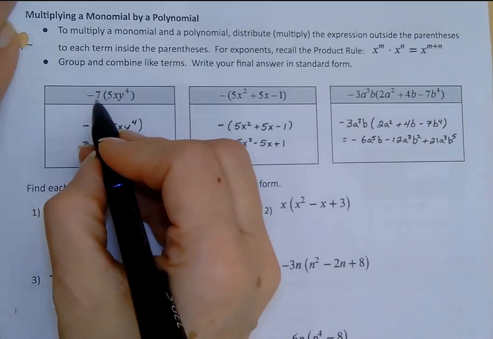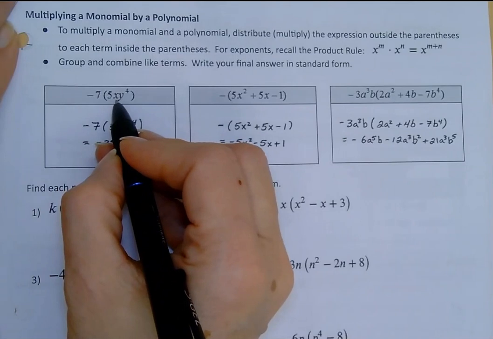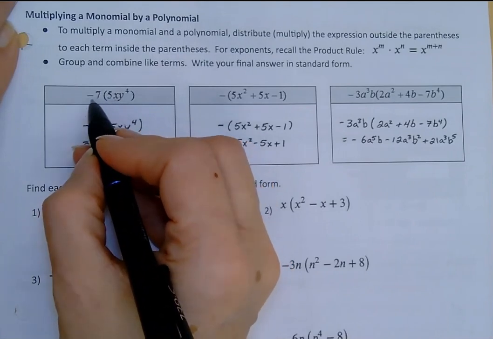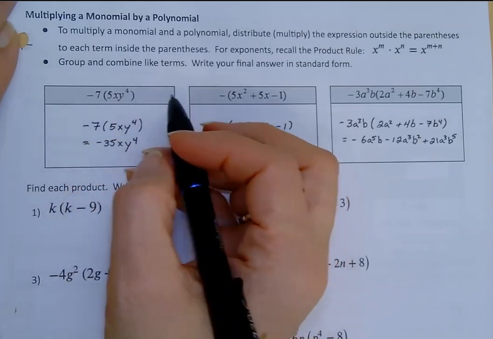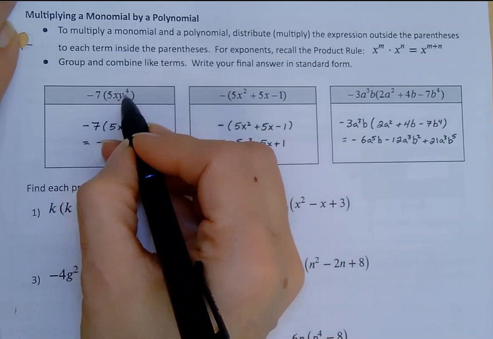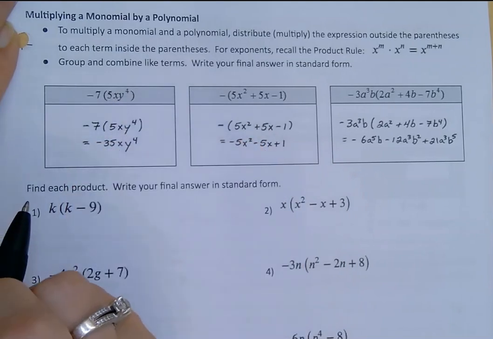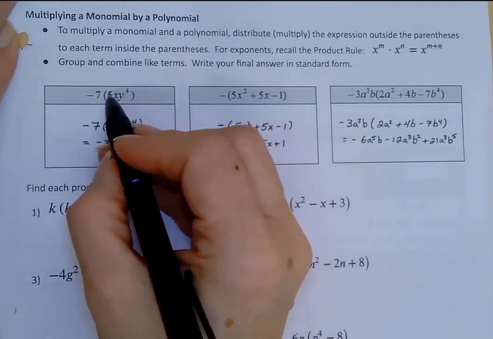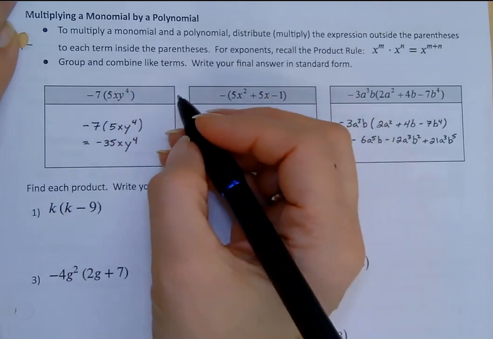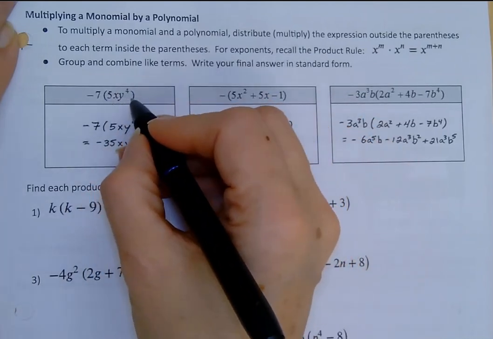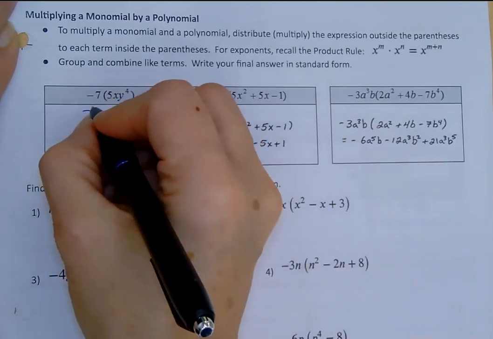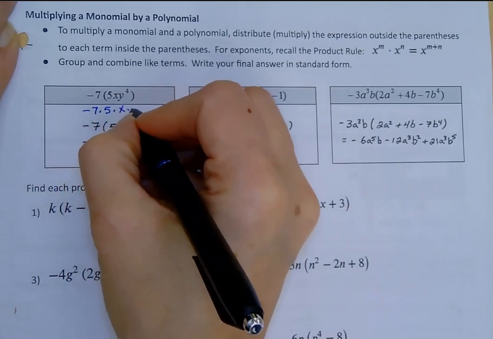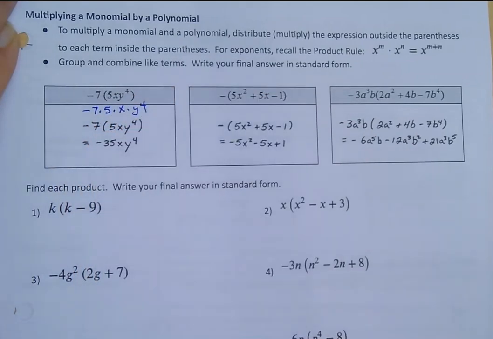This first problem really is a monomial times a monomial. So I will not be distributing this -7. I'm multiplying -7 times the stuff inside. There's no addition or subtraction, so it gets to multiply exactly one time. It's not being distributed, it's just multiplying. You could imagine that this was -7 times 5 times x times y to the 4th if you wanted to. It's just all of those things being multiplied together.